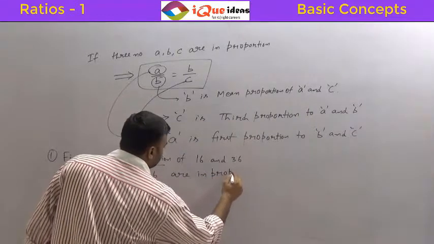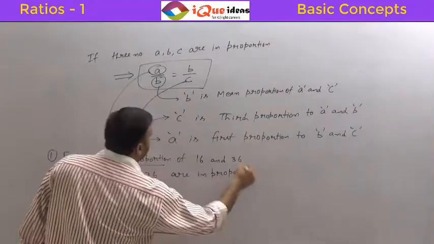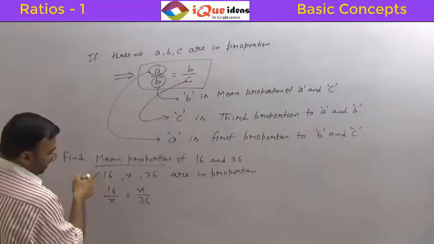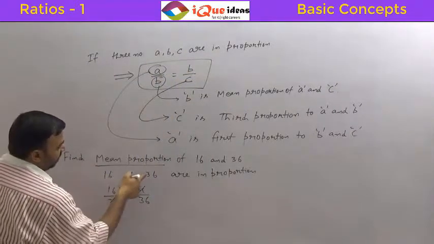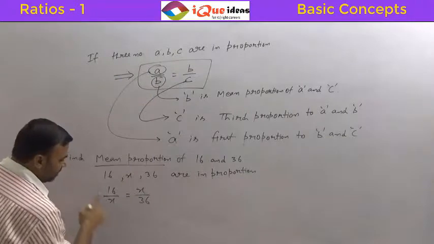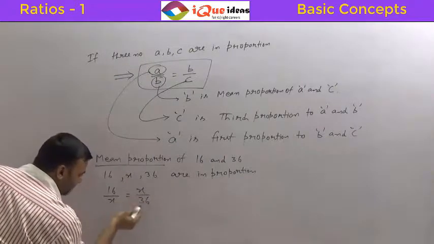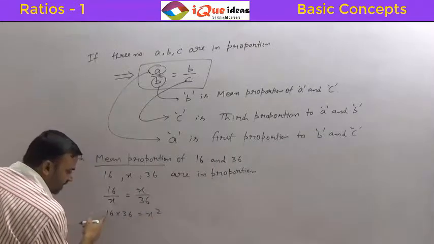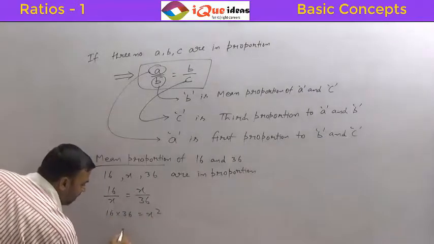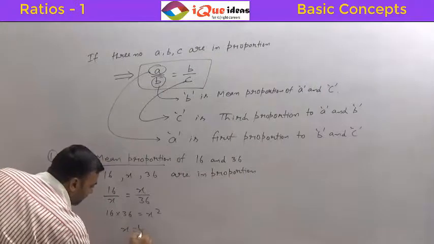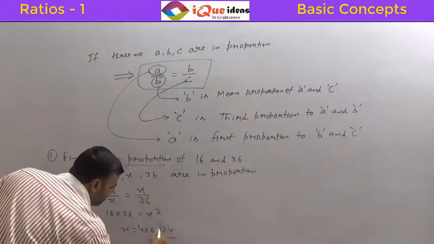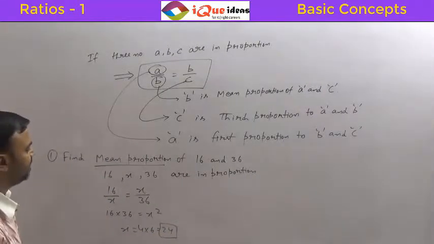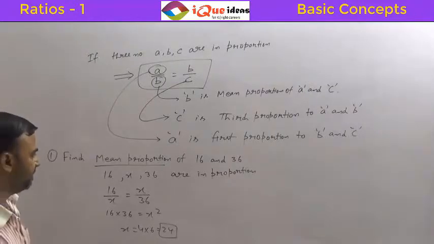And if they are in proportion, then we can apply the same rule. A upon B is equal to B upon C. So in place of A, 16 would come. In place of B, x would come. In place of C, 36 would come. And then you simplify. So we get x into x, 16 into 36. So 16 into 36 is equal to x squared. As you know, 16 is 4 squared, 36 is 6 squared. So x will be equal to 4 into 6, which is 24. So 24 is the mean proportion of 16 and 36. Alright.